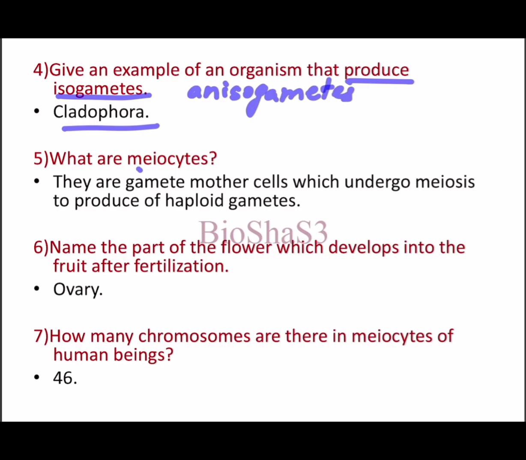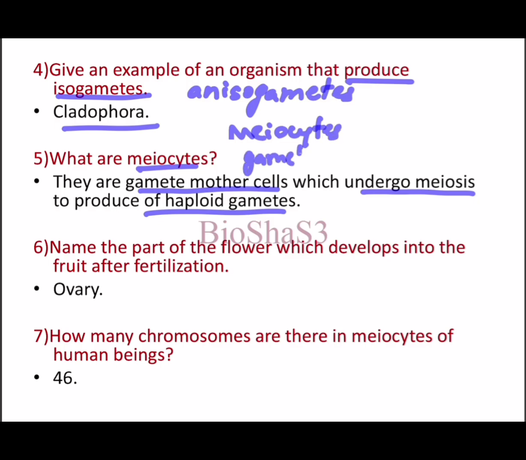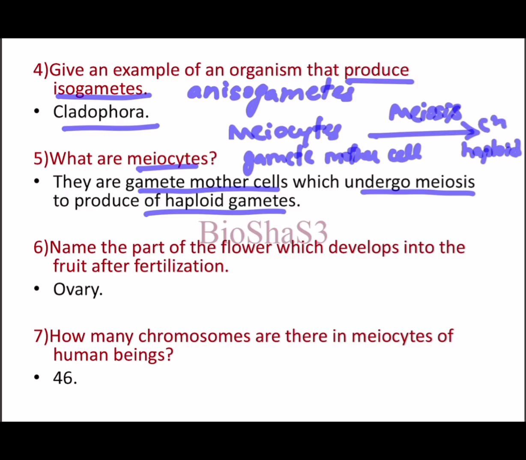Next, what are meiocytes? So this is a direct question. They are gamete mother cells which undergo meiosis to produce haploid gametes. So you can remember, so meiocytes, these are what? Gamete mother cell which will undergo meiosis, and what they will form? Haploid, that is N gametes. Okay. So this is how you understand and you practice.